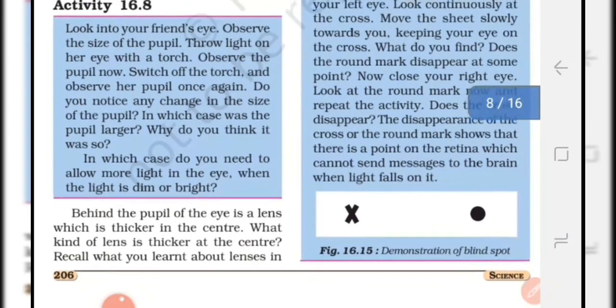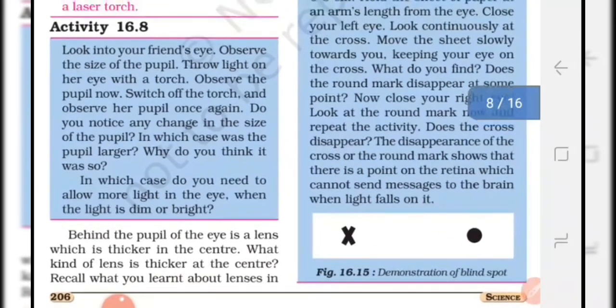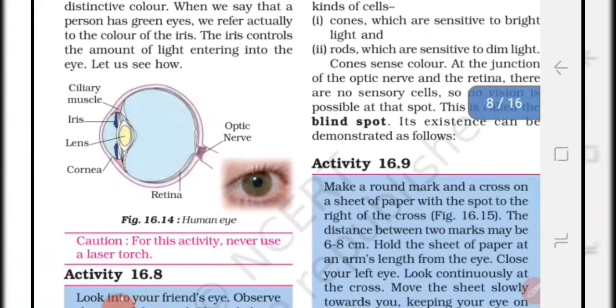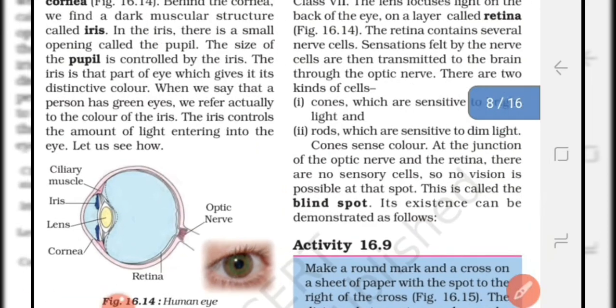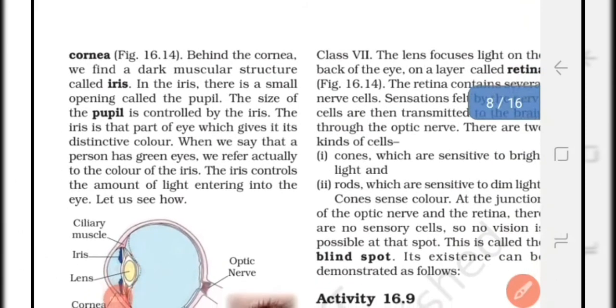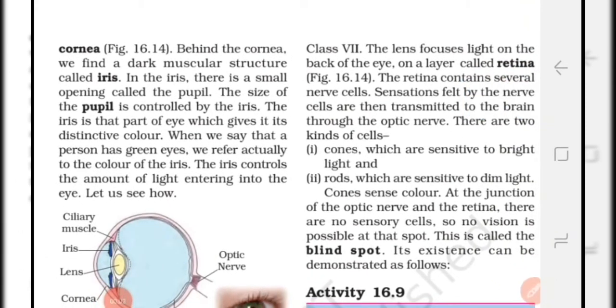Now let us move to the next paragraph. Behind the pupil of the eye is a lens which is thicker in the center. Students, what type of lens is it? It is a convex lens, because a convex lens is thicker in the middle and thinner at both edges. Such a lens is known as a convex lens. And the lens focuses light to form an image on the retina.